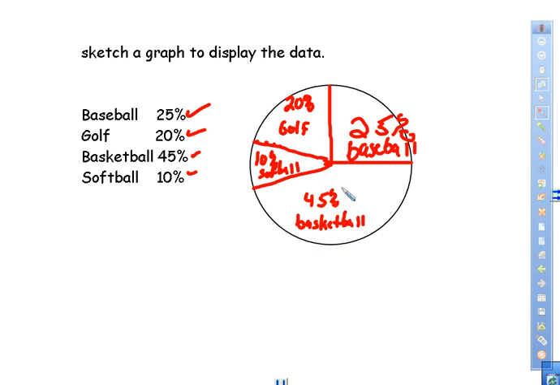Now there is a technical way of doing this, and we will be discussing more of that when we get into our graphs and charts later this school year, where, since there's 360 degrees, you can take 10% of 360, and that'll give you the actual degrees, and we'll use a protractor to graph it. So there are some more detailed and specific ways of doing it, but we're not going to do that yet for this particular lesson.